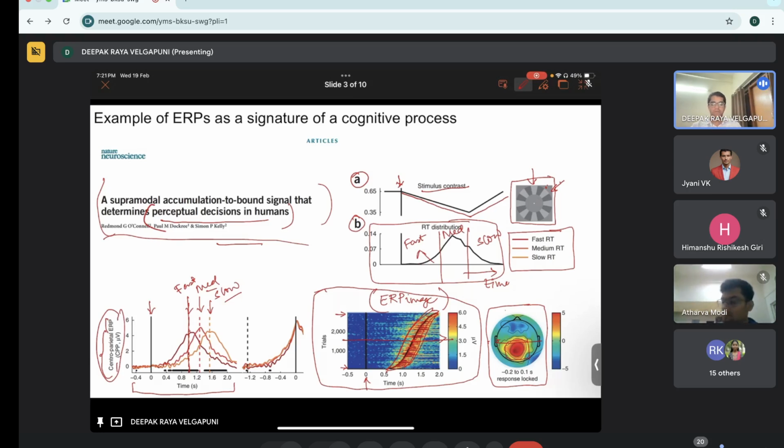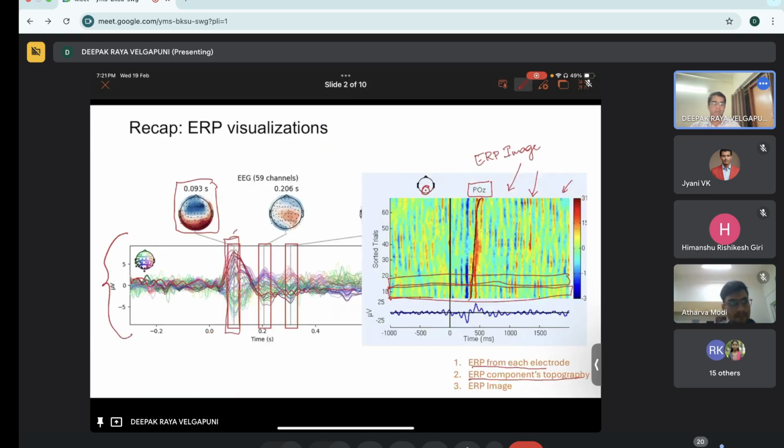Okay, so basically, to summarize, we were looking at three different types of visualizations for ERPs. One is you can visualize for each electrode how the time course of ERPs change by averaging across trials for each electrode. And you can also do, in a given window, or if you want a component of interest on ERP, you can see how that component corresponds to cortical surface, like which part of the cortex is giving most response by using topo plots like this way of visualization.